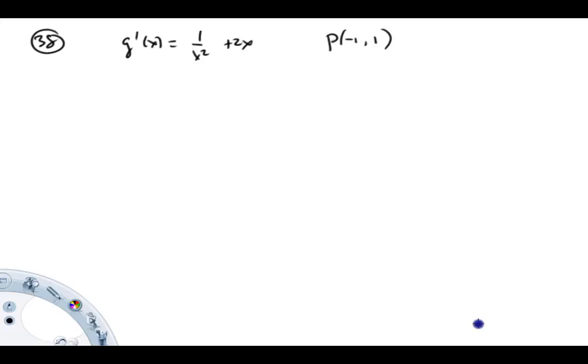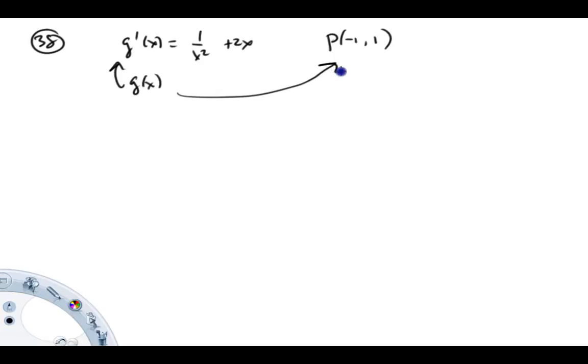The purpose of this video is to demonstrate how to find a function from its derivative. What we're looking at here, if you're in my current calculus class, is number 38, section 4.2. Given a function where g prime of x is equal to 1 over x squared plus 2x, we're going to try to find the function g of x that has this for a derivative and goes through the point negative 1, 1.